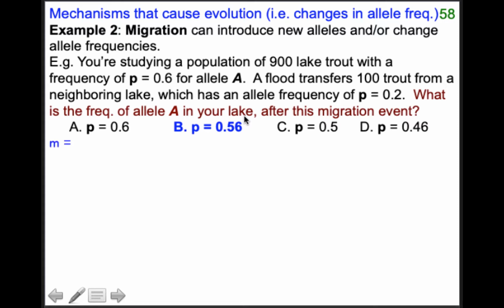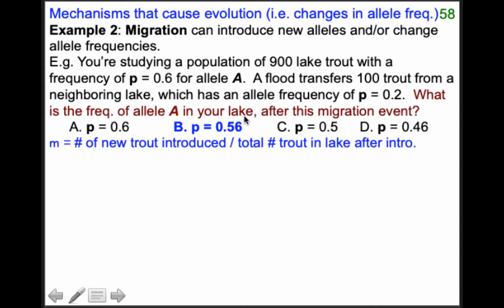All right, so the first thing you have to calculate is a value we'll call m, and that's the number of new trout introduced divided by the total number of trout in the lake after introduction. Essentially, this is the proportion: what percentage of the final population is made up of the newly introduced trout. In this case, we have 100 new trout, and the total number of trout after migration is 1,000. That gives us 0.1, which says that 10% of the final population is made up of new trout. That's a helpful number to calculate in advance.